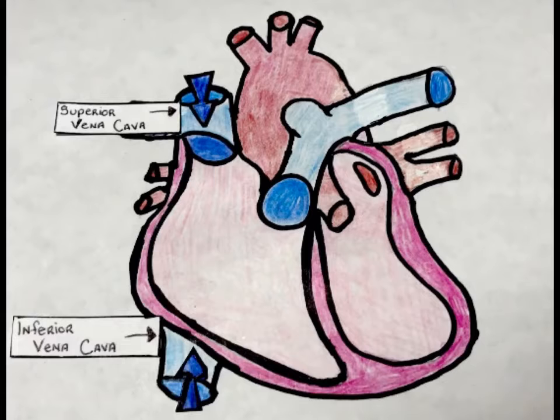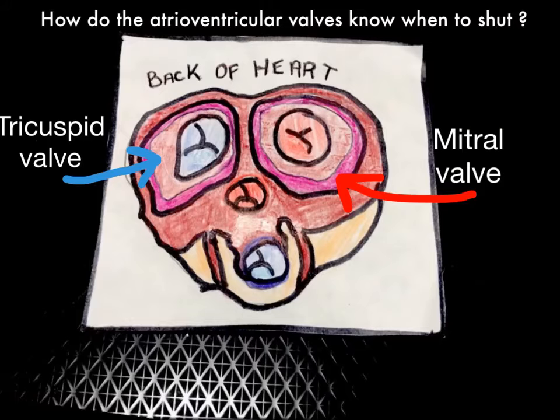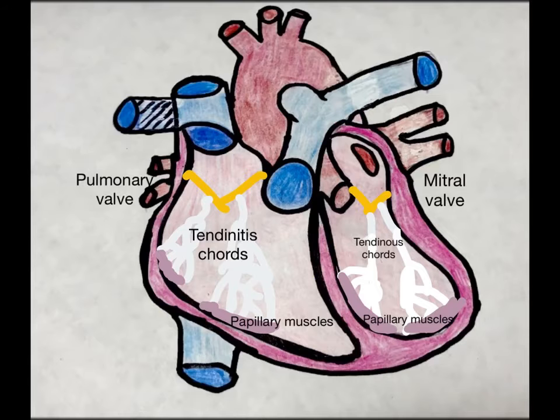Now that we understand how the blood flows, how do the atrioventricular valves know when to shut? Well, the AV valves have cusps of numerous rope-like cords that connect to the underside of the valve and are anchored at the floor of each ventricle chamber by the papillary muscles. Those cords are known as tendinous cords.